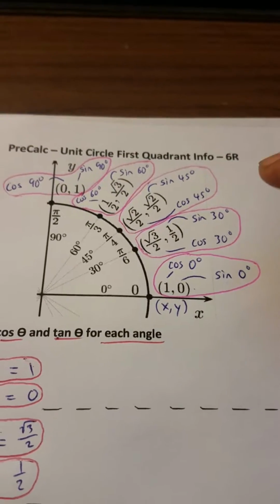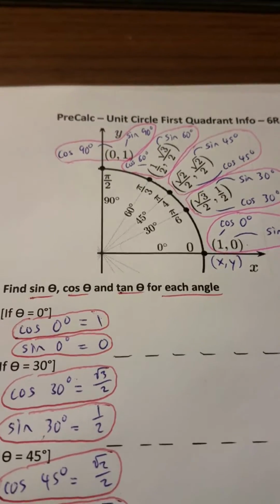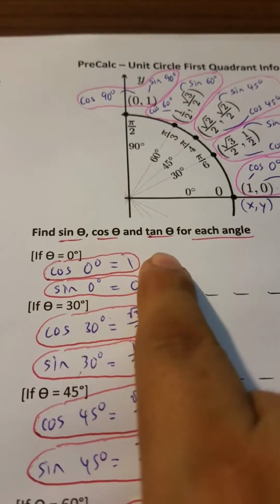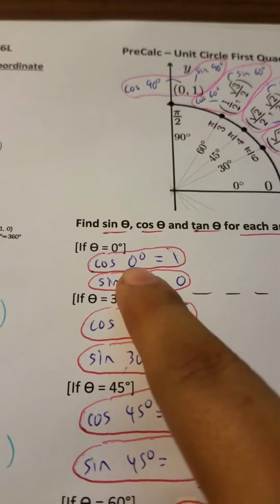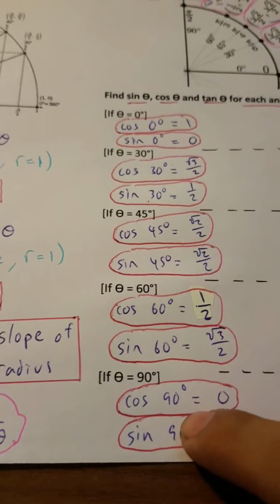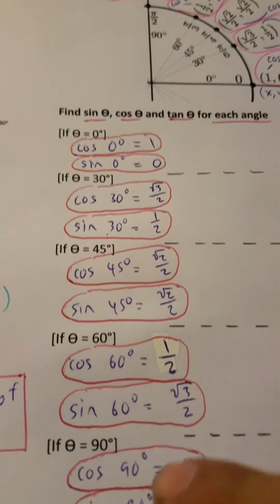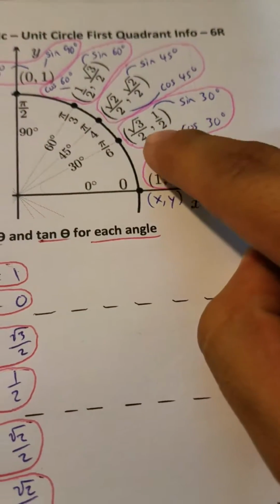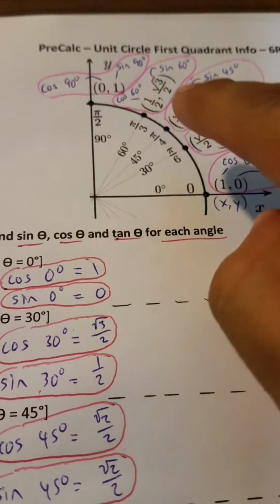Okay, so once you do that, for all these angles, it says here, find the sine theta, cosine theta, and tangent theta for each angle. Now, all these cosine of 0, and then for the 30, 45, 60, and 90, can be read off. These are easy. Why? Because you can read them off here. I kind of pointed to what each of them are, and you read them off.